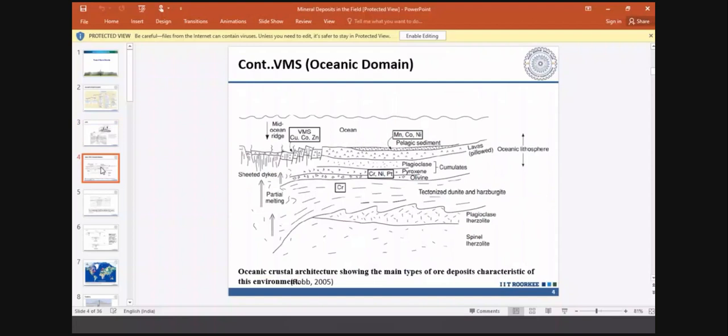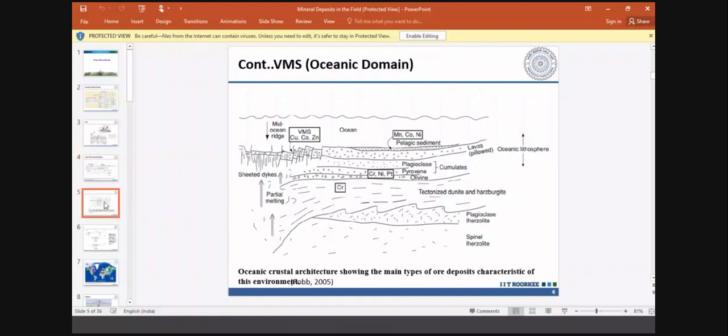So of course, these are some of the structures. If you see the oceanic crustal structure, you have certain deposits like chromium, nickel, platinum, volcanogenic massive sulfide deposits. So all these things occur in an oceanic environment. So when geologists try to study the rocks, you try to find out whether the rocks were formed in oceanic conditions or in continental conditions. Accordingly, you can find out what type of mineral deposits can be available in a particular area.